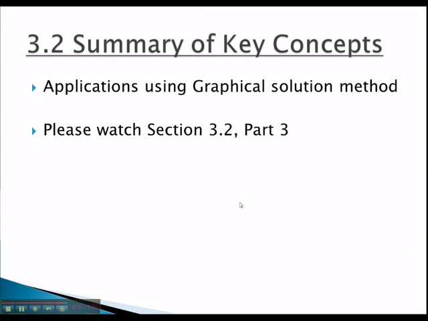So let's look at some summaries here. We can use a graphical method and numerical methods to solve application problems. Please go on to Part 3 of Section 3.2.